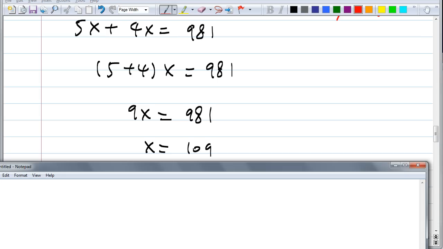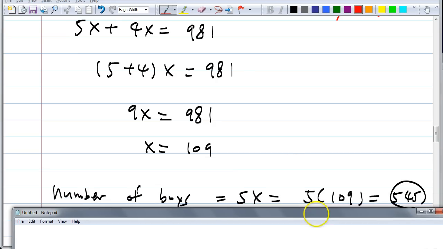No. Okay. So then what do we do to find the answer, Royce? You plug it back in. Plug it back in, right? So how do I get the number of boys then? What are you going to plug x into? 109 times 5. Very good. That's what we said, right? The number of boys was 5x. So since we got x equals 109, how many people got 545?